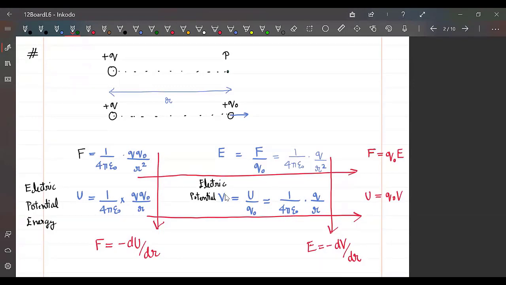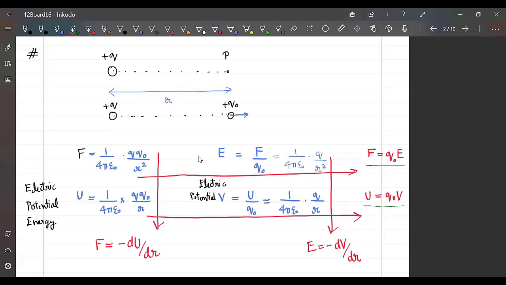So electric field and potential are related by this relation: E is equal to minus dV by dr. You can differentiate potential with respect to the distance and you'll get the value of electric field. So force and electric field are related by this relation: F is equal to q naught E, where q naught is the test charge. And potential energy and potential due to a single point charge are related by U is equal to q naught V.